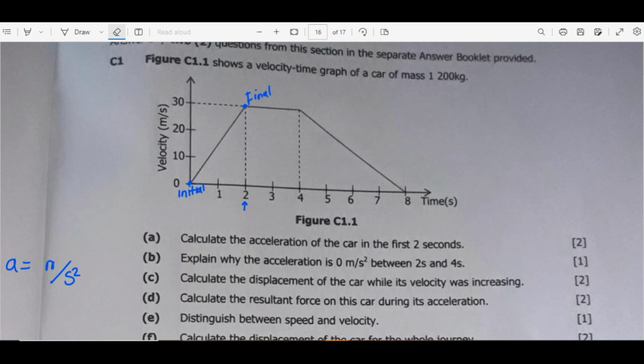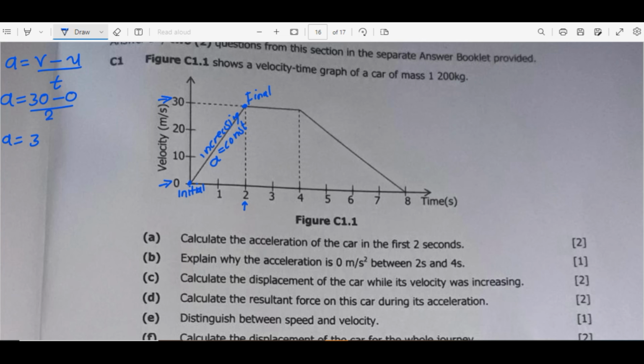Okay, so after we have some idea where these units come from, we can now look at the given question. Acceleration is given by final velocity minus initial velocity over t. Final velocity is where the point is ending. Here we can see that the velocity is increasing, but the acceleration is constant because the line is straight. So the final velocity is 30 minus the initial, where it started from, 0, over the time we are given, 2 seconds. 30 minus 0 is 30, over 2, so acceleration is equal to 15 meters per second squared.